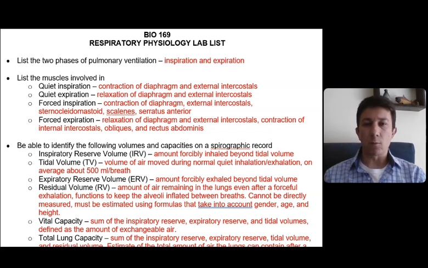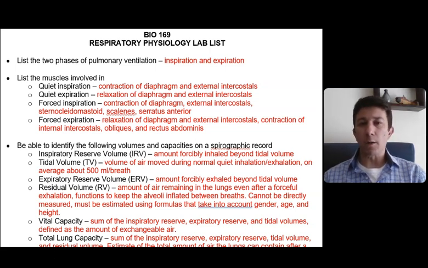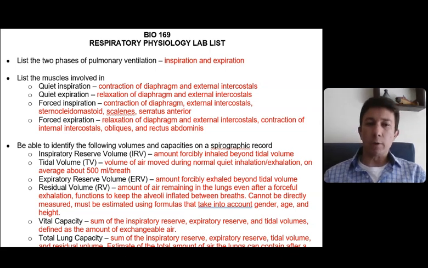So those are just normal breathing ventilation rates that occur just to maintain normal adequate oxygen exchange between the lungs and the blood. Forced inspiration, forced expiration happens when we are undergoing some kind of vigorous activity in which we need to increase the amount and the volume of air that's reaching the lungs each minute. So let's examine quiet inspiration first.